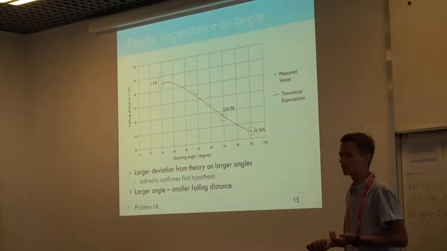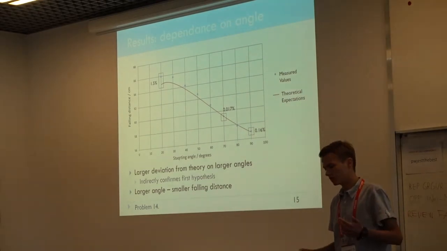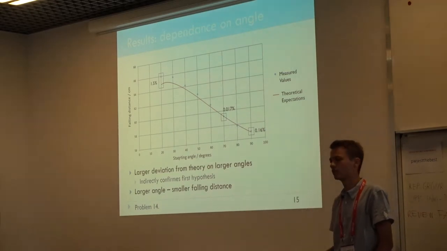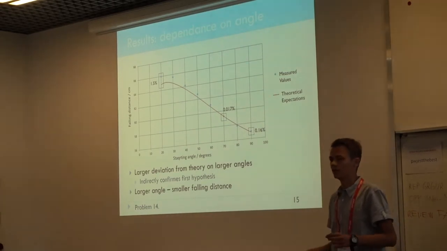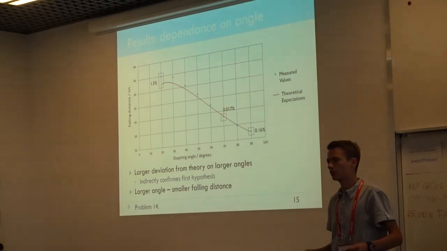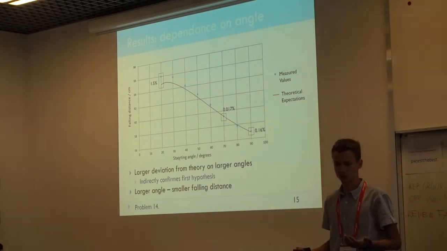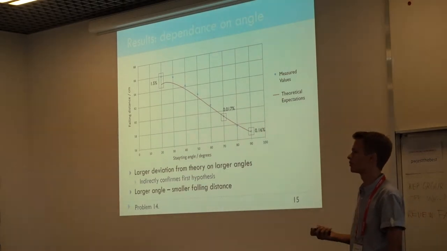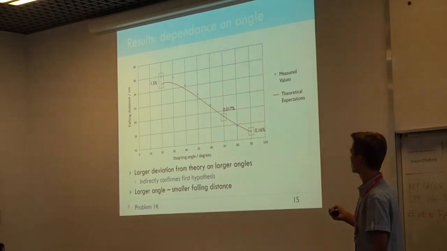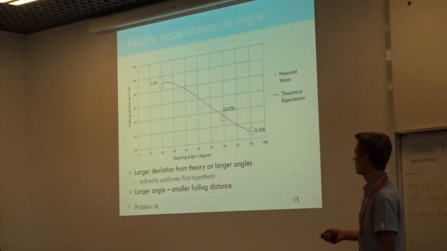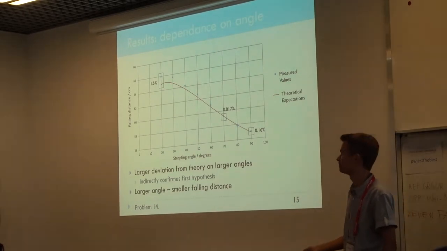Now, this indirectly actually confirms again the first hypothesis. On smaller angles the deviation is higher, on larger angles it is smaller, because if the angle is smaller, the small weight will be able to stop the big weight later. So while it is spinning around the rod, it will actually again be closer to the rod. And we know that when it's closer, the approximations take more effect, and we have higher deviations from the theory. And also we can see that for the larger angle, we have smaller falling distances across the measured range. And also the theory predicts this kind of small maximum over here, but it was not observed experimentally.